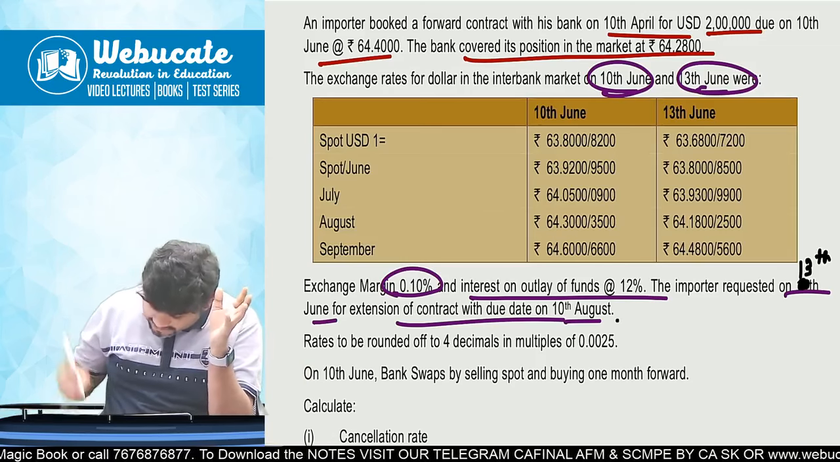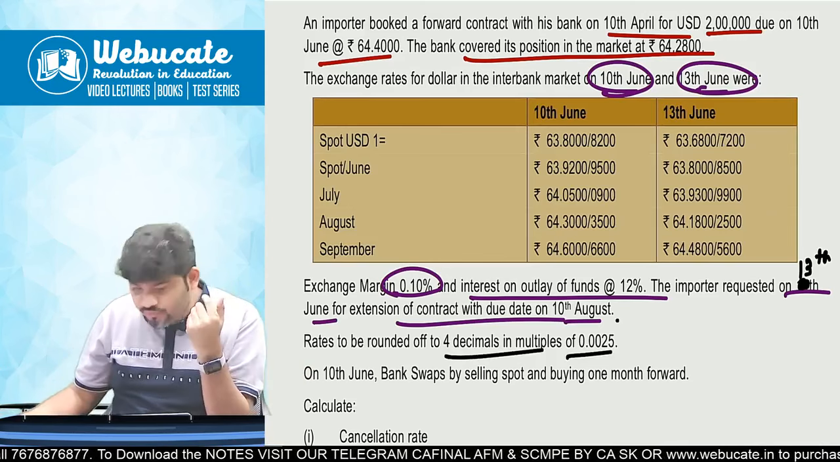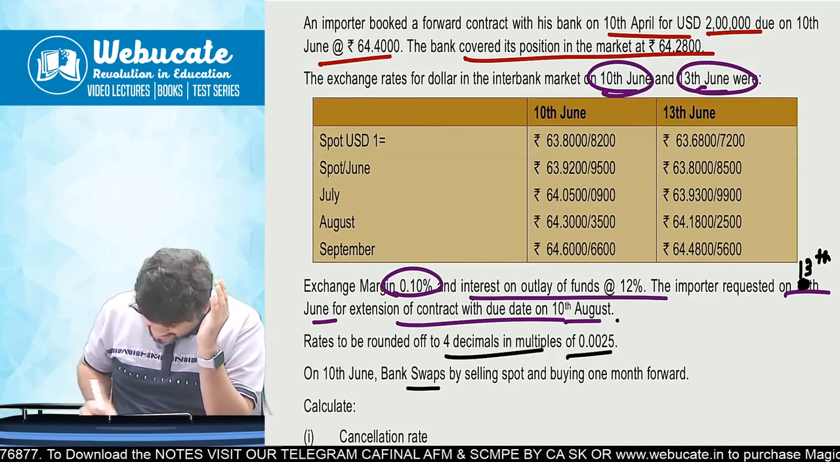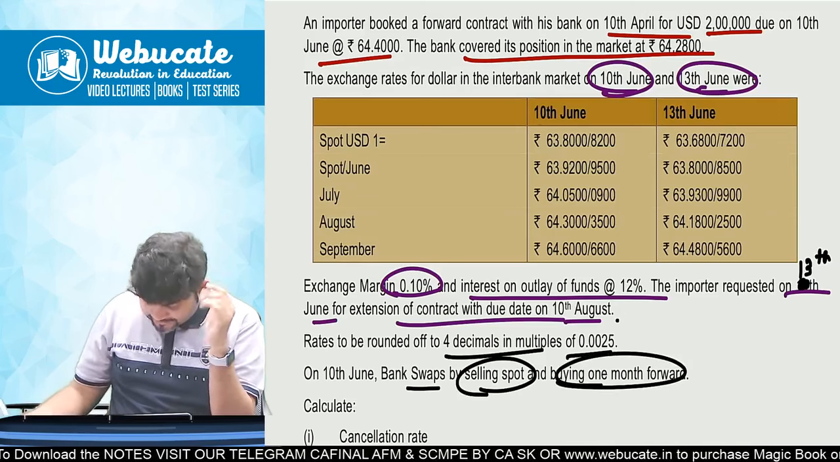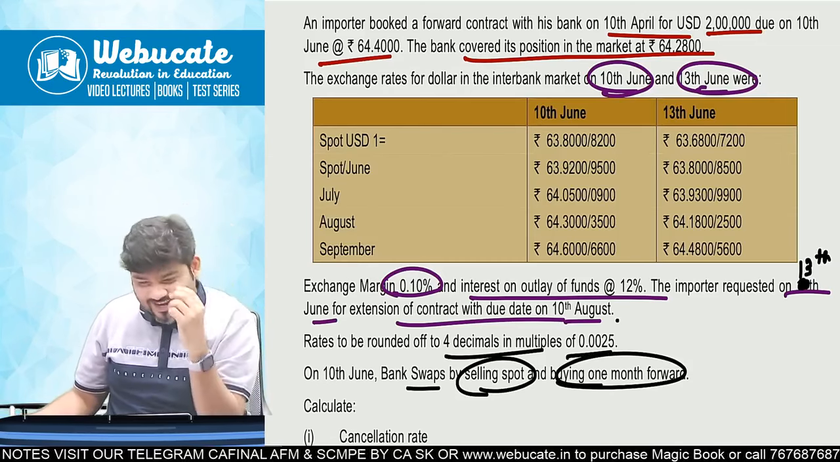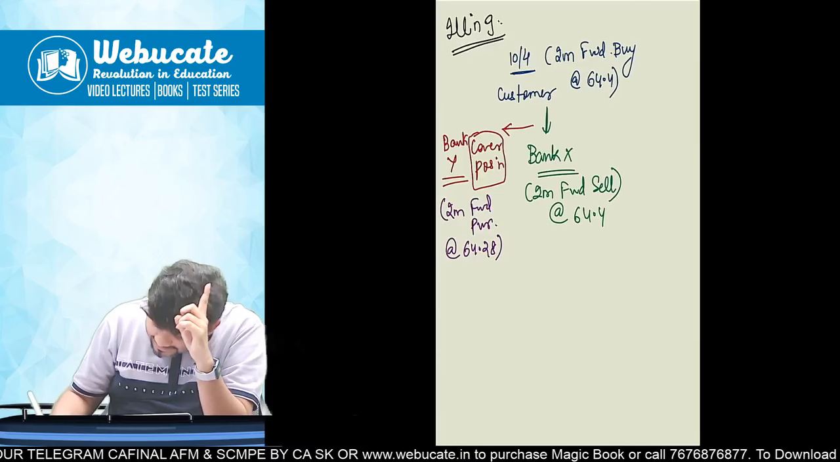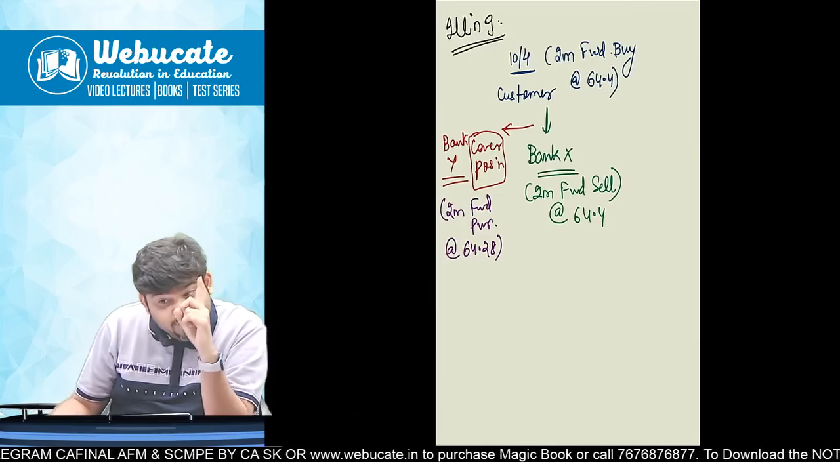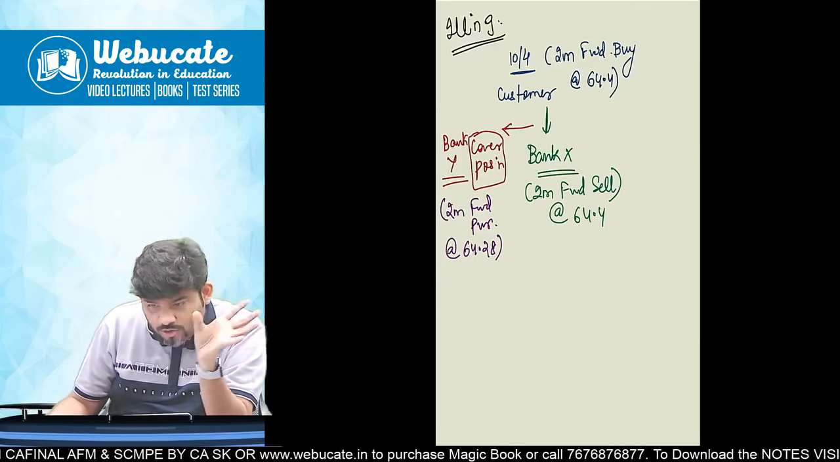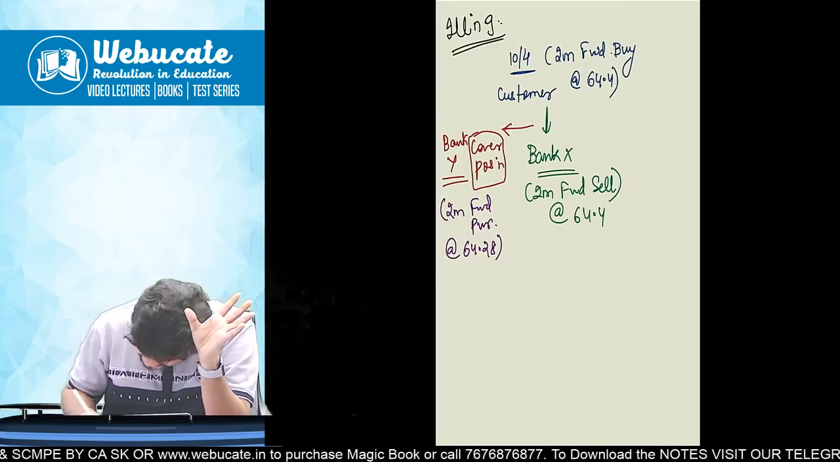For extension of contract, the rate should be rounded off to 4 decimals in 0.0025. On 10th June, the bank swaps by selling spot and buying 1 month forward. Calculate the cancellation rate. Now, let's start. See, ideally, he should have come on 10th June because the whole contract is expiring on 10th June. Correct? So, let's write down here: due date.